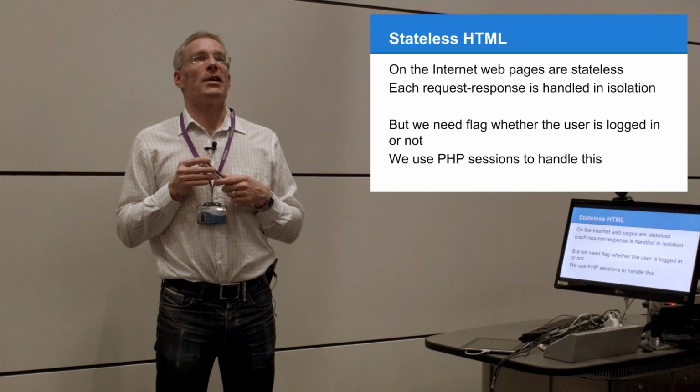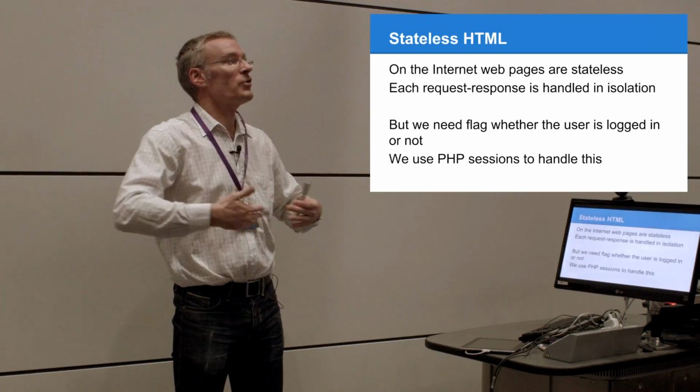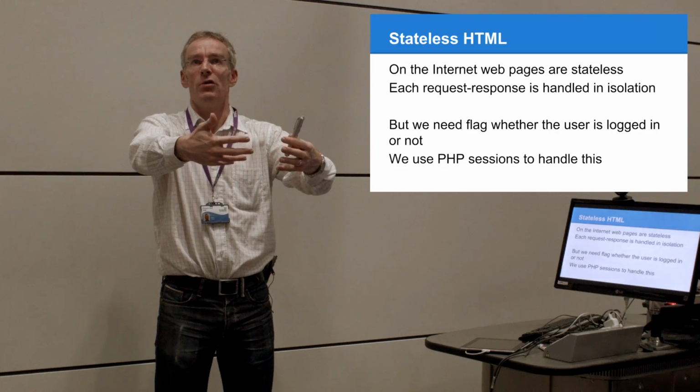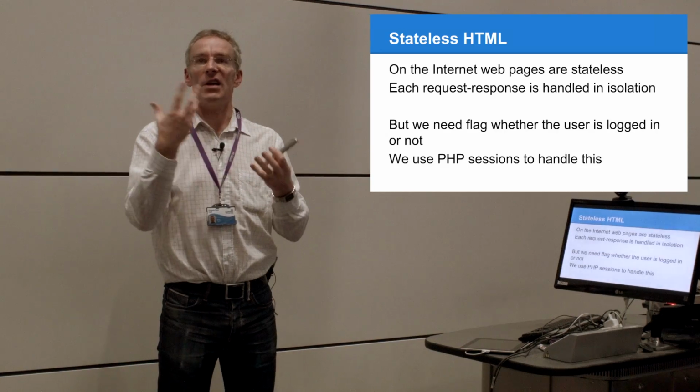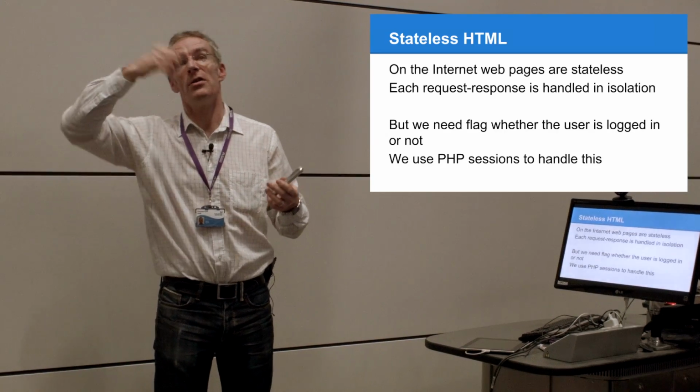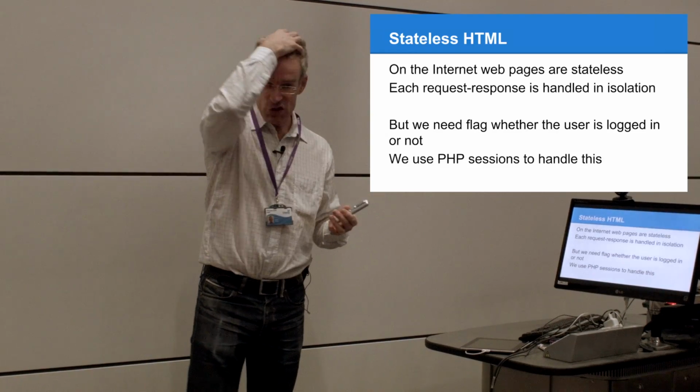We've got a problem, haven't we? Because if every request is separate, the request to log in gets processed. The next request to add a new record won't have any record of them logging in. So we need to have some flag somewhere in the system which says the user's logged in, the user's not logged in. Now, there's two ways you can do this.